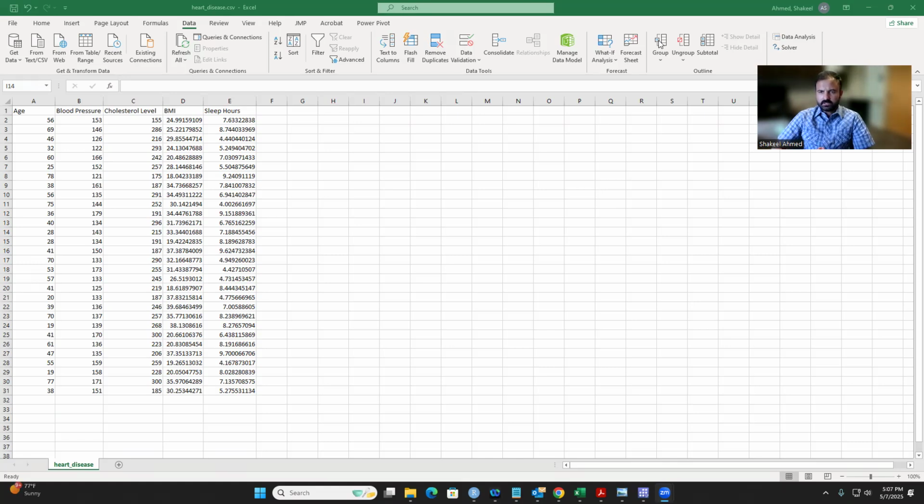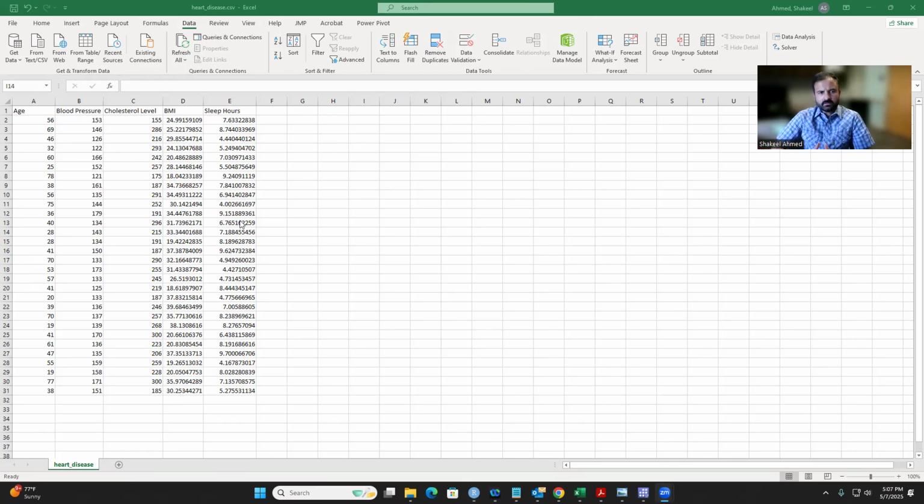Simple linear regression is used when we are interested to see the effect of certain variable on certain other variable. Like in this example, we have data related to heart disease: age of patient, blood pressure, cholesterol level, BMI, and sleeping hours.